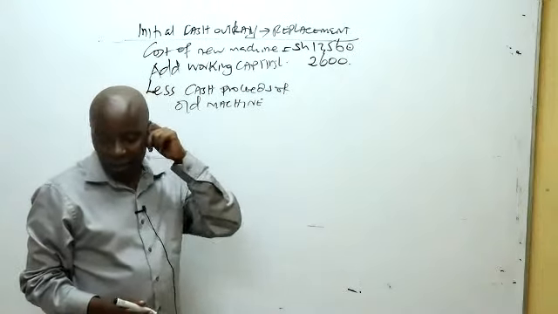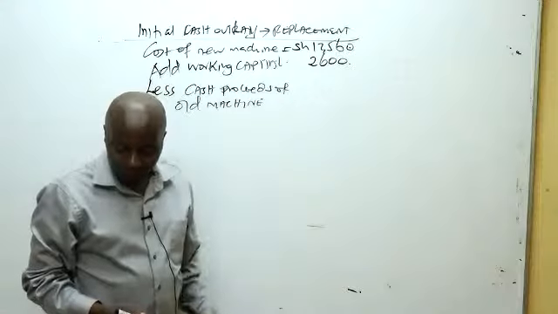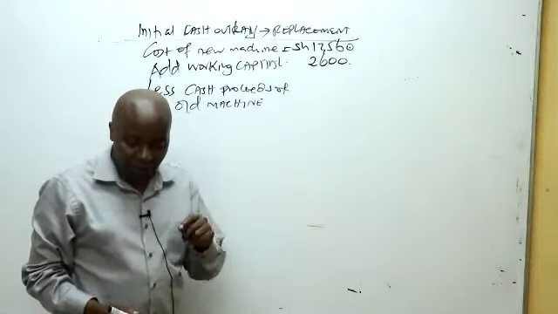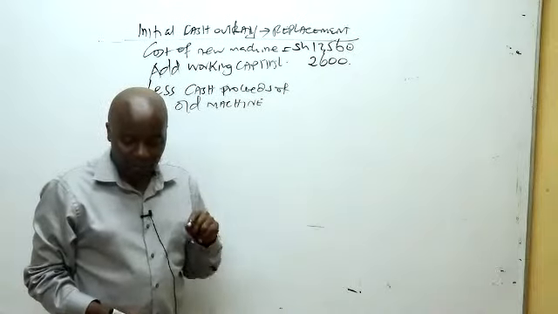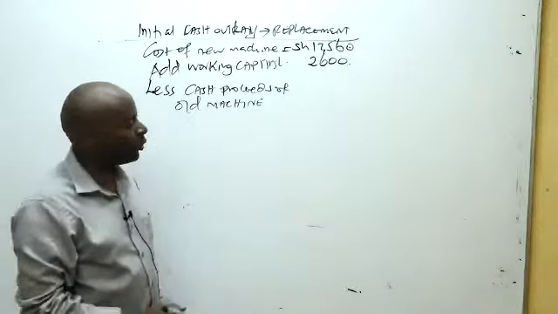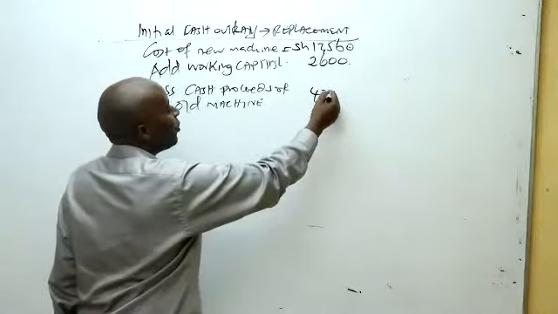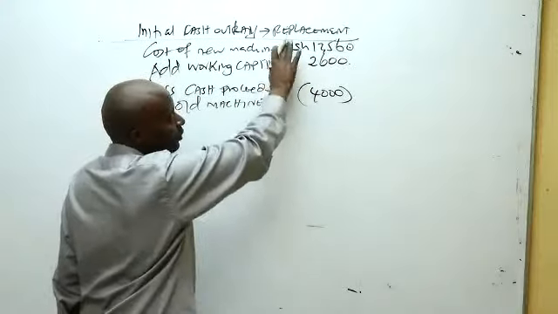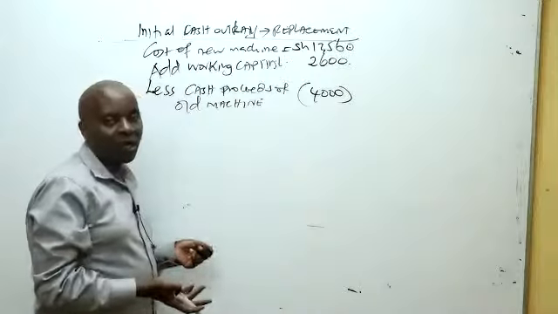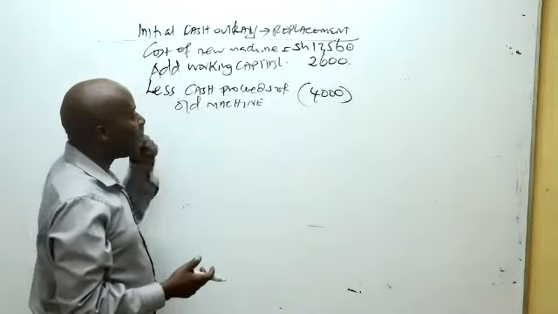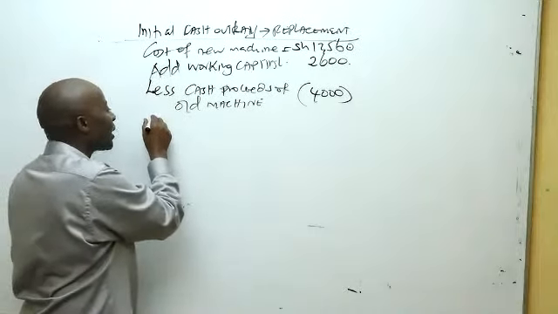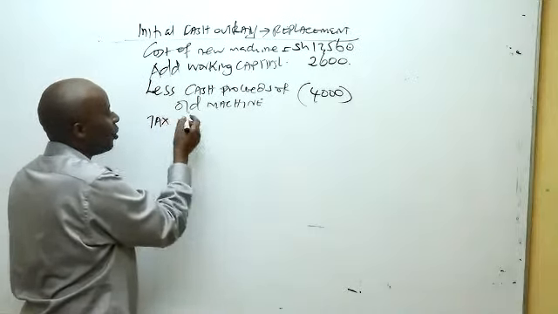What do we have there? Somebody, we are told in the last sentence of paragraph number 1, the existing machine can be disposed of now at 4,000. So in terms of cost, in terms of what I need at the beginning, this will be a relief on me. So I have to subtract. Then the other component that so many students will forget is the taxation, the tax on disposal.